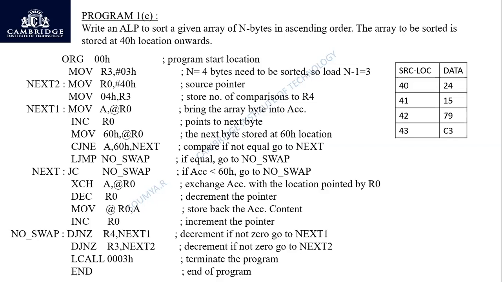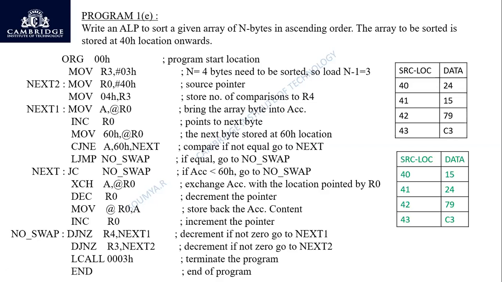And this is how your program will be. You have this data before execution. Once you execute the program, what are the changes you'll find? Your data is sorted: 15, then 24, then 79, then C3. So this is the program, and how we need to execute it.